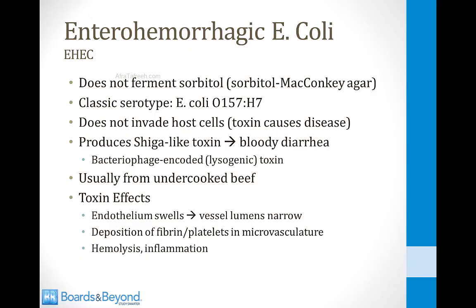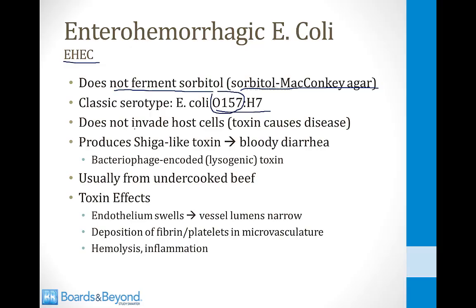The most complicated form of E. coli to remember is the enterohemorrhagic or EHEC E. coli, and that's because it has a number of special features and it also can cause serious systemic illness. First thing to know about EHEC is that it does not ferment sorbitol, so if you grow it on sorbitol McConkey agar, it will grow as colorless colonies, and I talk about this in more detail in the module on culture. The classic serotype of enterohemorrhagic E. coli is called O157H7, and people often describe this as an O157 infection.